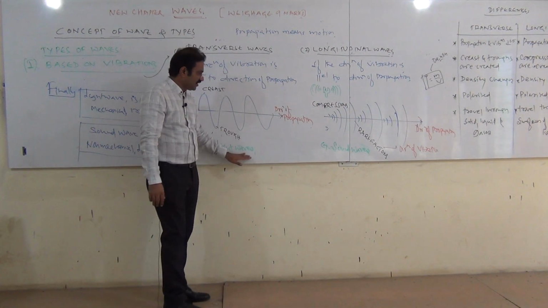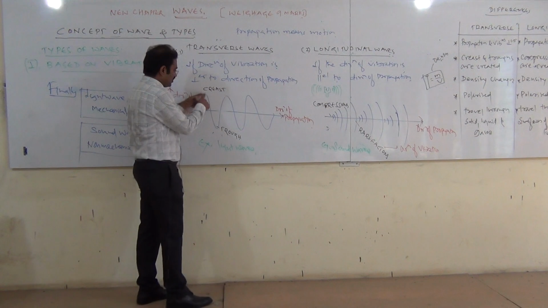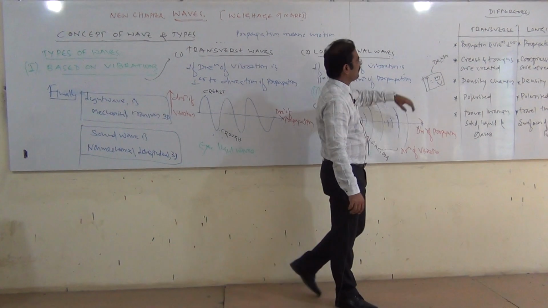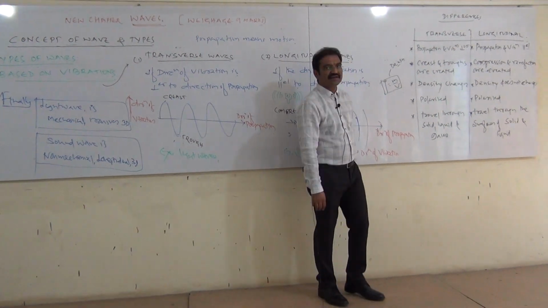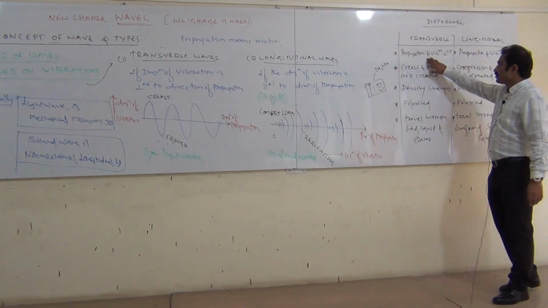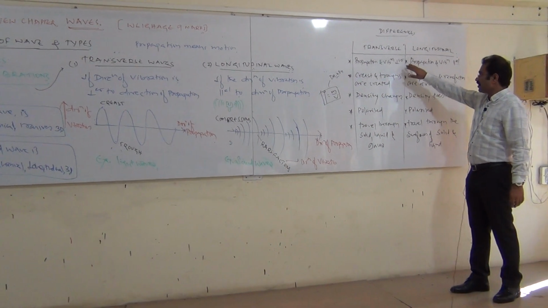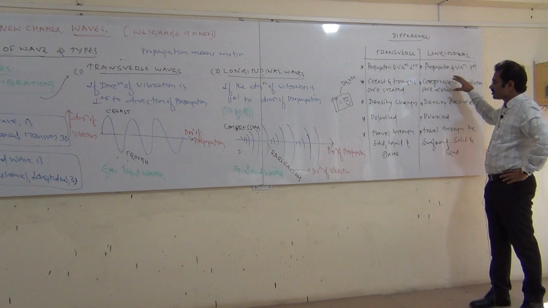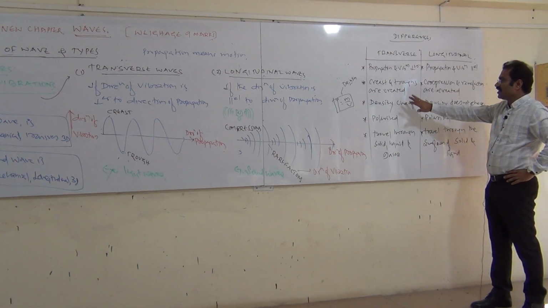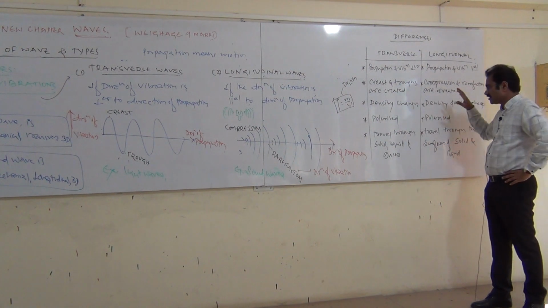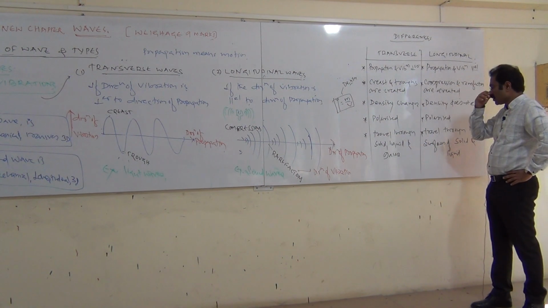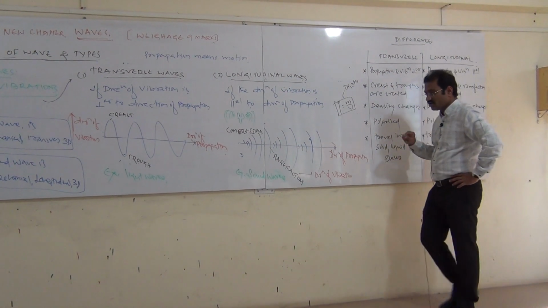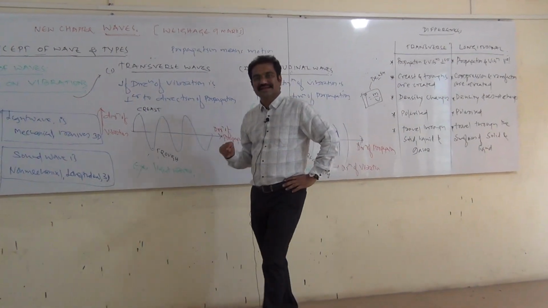Best example for that, sound waves. Here crests and troughs are formed, and here compressions and rarefactions are formed. And finally, if you take the differences between them, in transverse waves the propagation and vibration are perpendicular. Here propagation and vibration are parallel. Here crests and troughs are formed, but here compressions and rarefactions are formed. In this, the density will not change; here, density changes. These waves can be polarized, restricted to one component, but here they cannot be polarized. They travel through solids, liquids and gases, but the others travel only on the surfaces of solids and liquids.